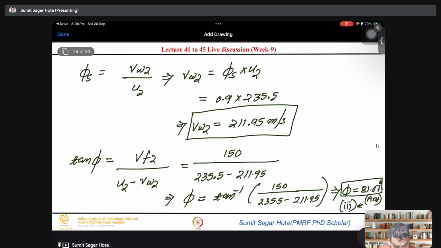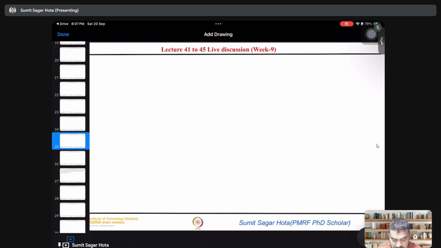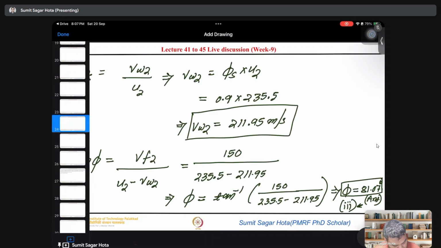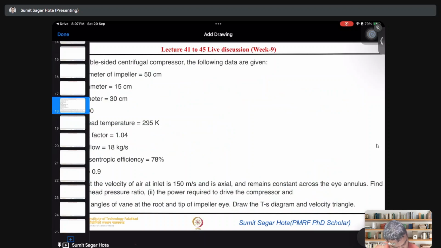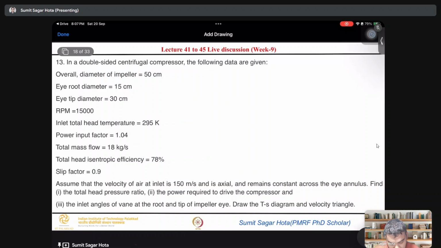Okay, so this is the answer, right? One more thing, anything left? No, nothing left, everything is over. So in the question they asked the total head pressure ratio. Okay, head pressure ratio they want.